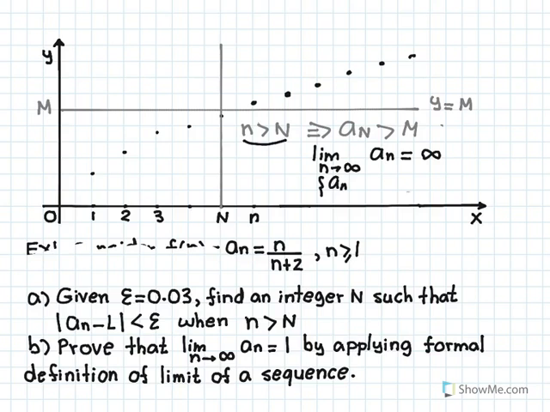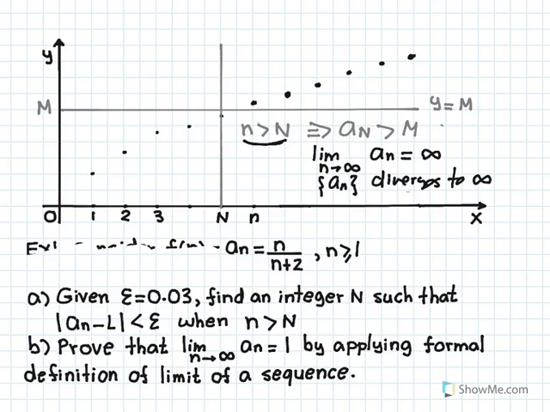The sequence a_n diverges to infinity. So that's what it means for a sequence to diverge to infinity. You can see as soon as n is bigger than N, the terms of the sequence are above the horizontal line y equals M, and they shoot off to infinity.